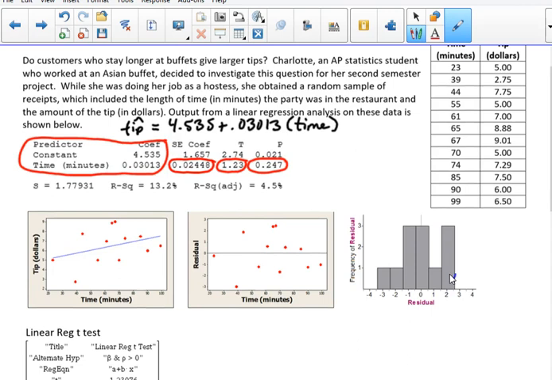Equal variance of the residuals, or equal standard deviation of the residuals. As we go from smaller x's to larger x's, we see that the amount of variability in the residuals is fairly constant. We have fewer people who only ate for 20 minutes in the restaurant or who stayed for 100 minutes. We have most of our data in the middle, so we don't have enough data to see it really well, but we don't see any obvious problems with that. And then, of course, we have a random sample, which would satisfy the random condition.